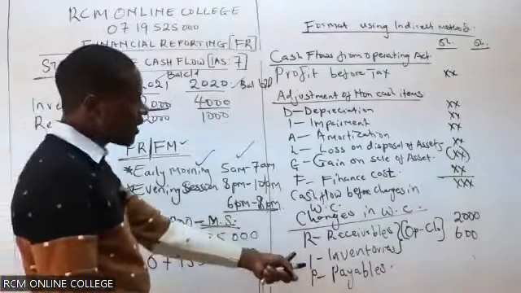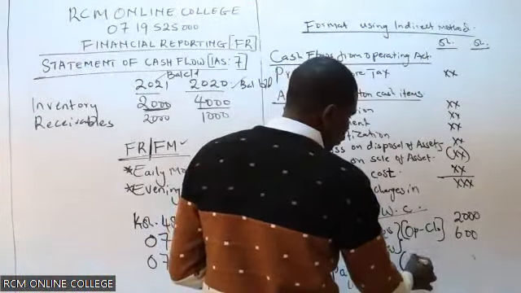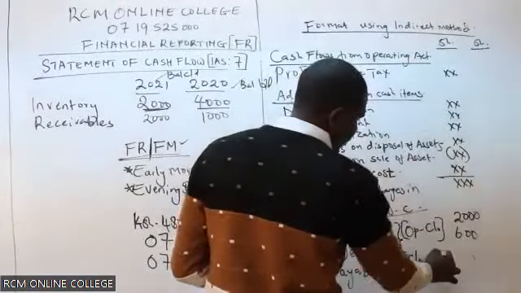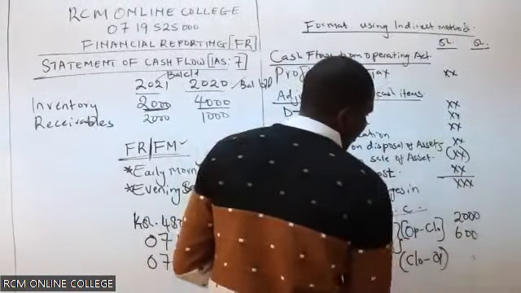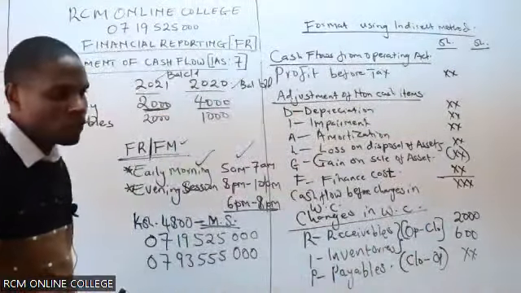For the payables, we do the opposite: closing minus opening. And whatever you get, you just place it at that point.